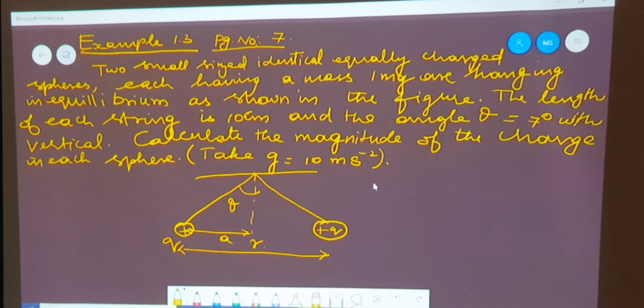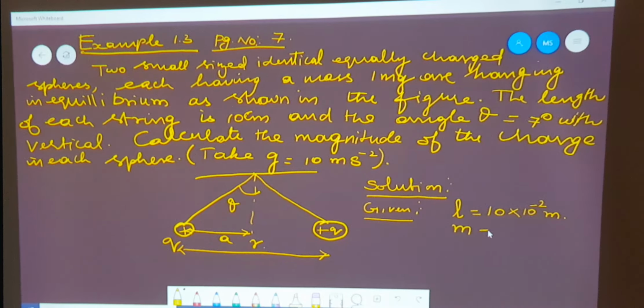So, in order to study the solution, first of all, let us consider the data that are being given. Let us take the length of the string as L, which is equal to 10 centimeter, that is 10 into 10 power minus 2 meter.